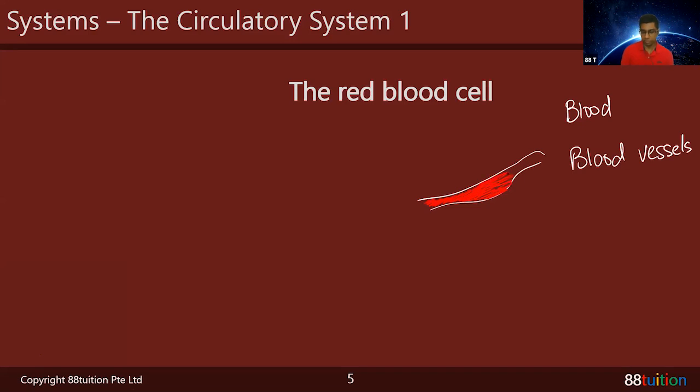Am I right? This is what blood looks like. But what is in the blood isn't exactly just liquid or just water or just red liquid. It's actually many things. So let's erase that and draw it slightly better.